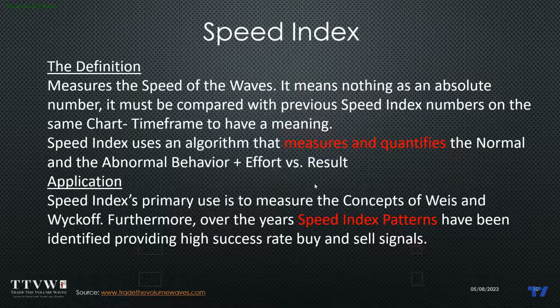Speed index. The definition: speed index, we have mentioned this one video back, two videos back, measures the speed of the waves. It means nothing as an absolute number. It must be compared with previous speed index numbers on the same chart and time frame to have a meaning. Speed index uses an algorithm that measures and quantifies the normal and the abnormal behavior and the effort versus result. The primary application of speed index is to measure the concepts of Weiss and Wyckoff.